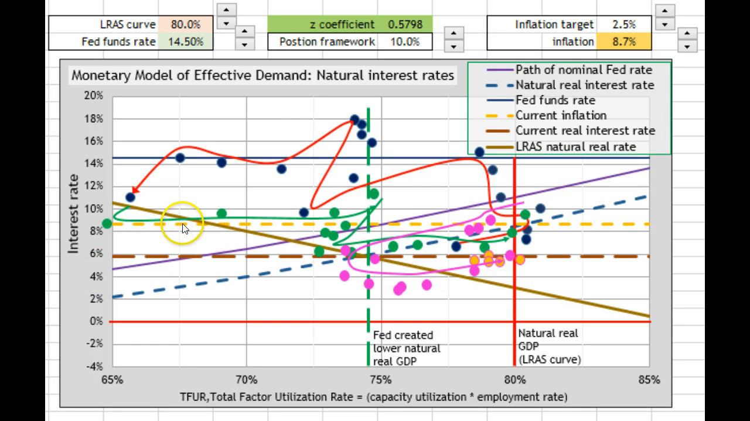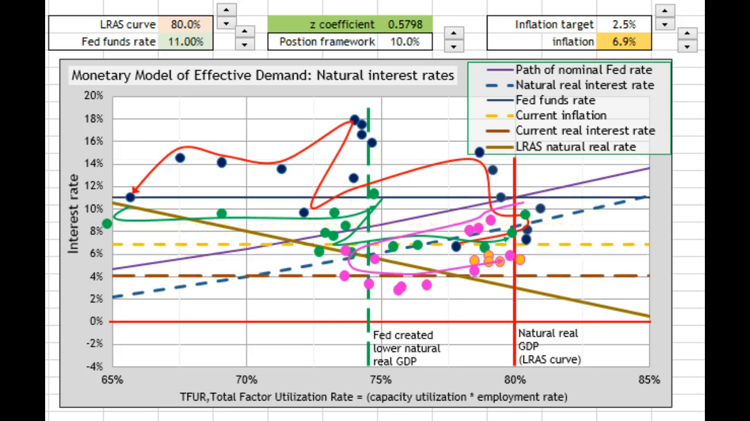Inflation still running around 9%. The Fed even raises the rate a little bit. Even as the recession is going on, they're trying to control inflation. And there's even a contractionary effect with the brown line above the blue line. 3 months later, the Fed drops its rate.